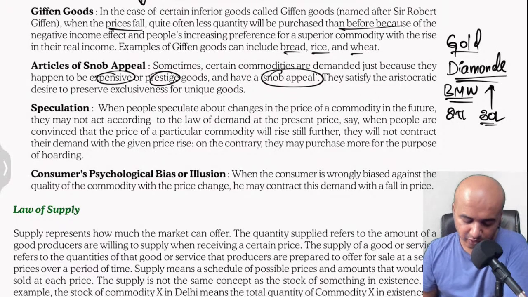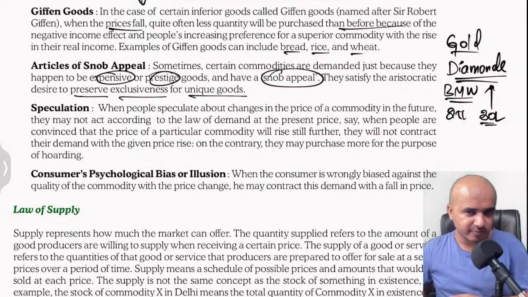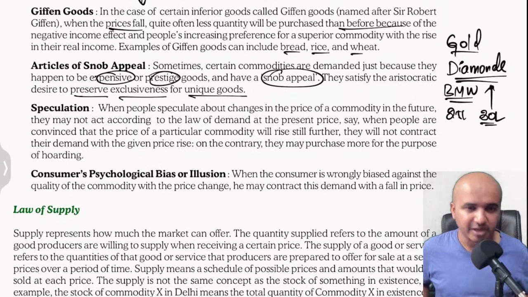They satisfy the aristocratic desire to preserve exclusiveness for unique goods. That means they want to show that not all of us have these items, so we are in possession of this particular item, so we are slightly different from the rest. So in such a circumstance, when people buy for showing off or for snob appeal, then the law of demand obviously will not work.